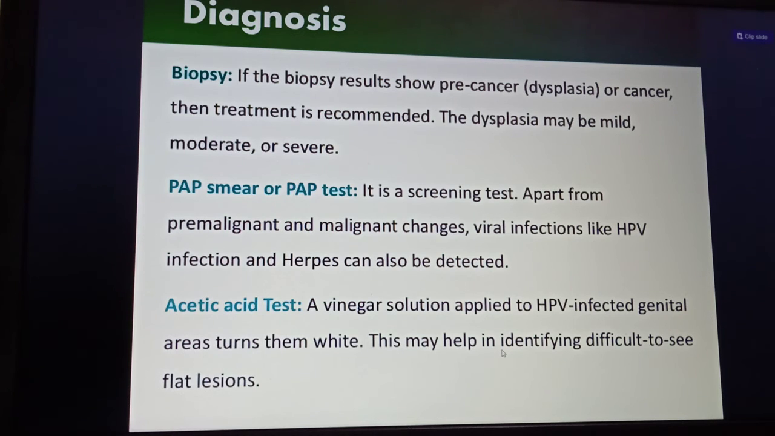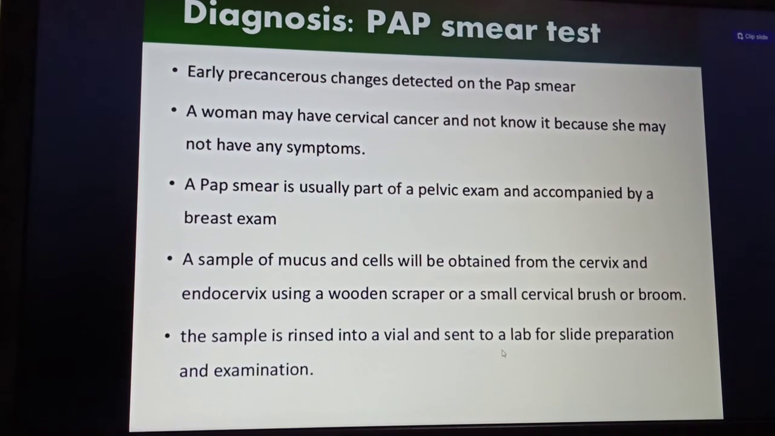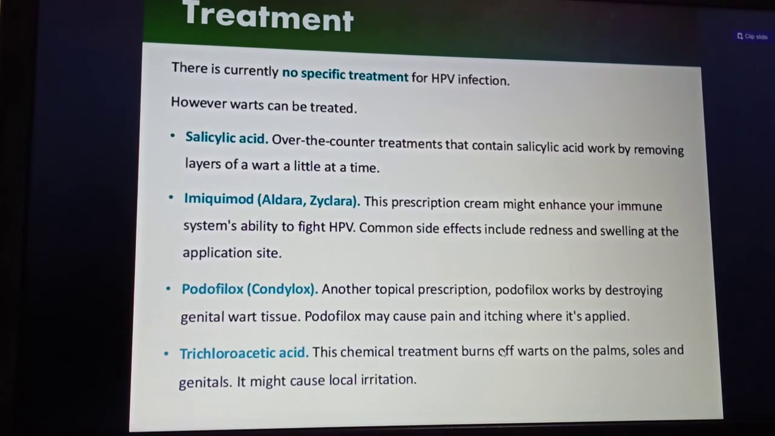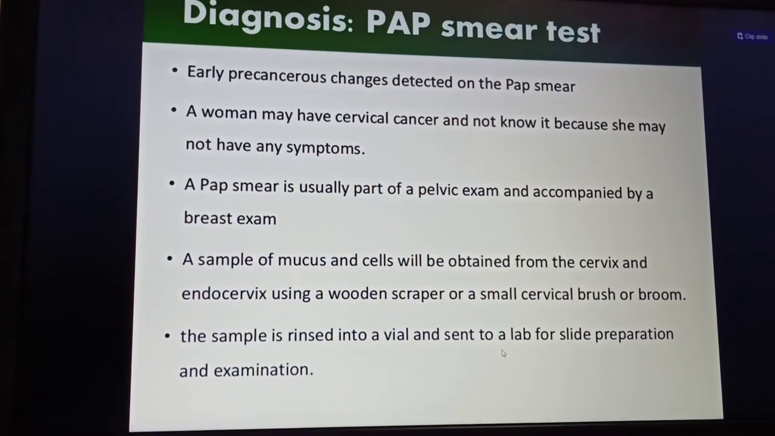In the acetic acid test, a vinegar solution is applied to the genital area, which turns the lesions white. So it is easy to identify lesions that are otherwise difficult to see, and the lesions appear easily. Same thing. And in the other diagnosis, they are explaining the pap smear as I explained.